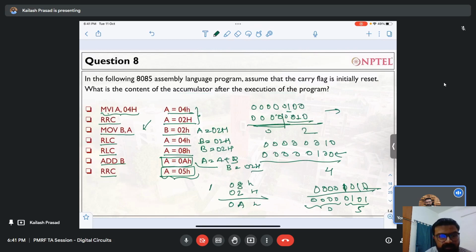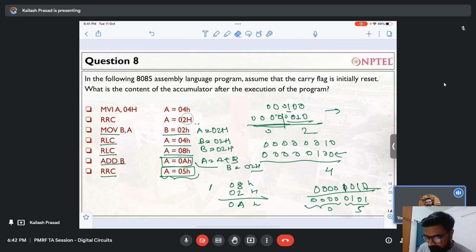Anyone has doubt on this part, how I have solved this? Anyone, any doubts? Sir, could you repeat again, sir? Repeat again. Okay, yeah.